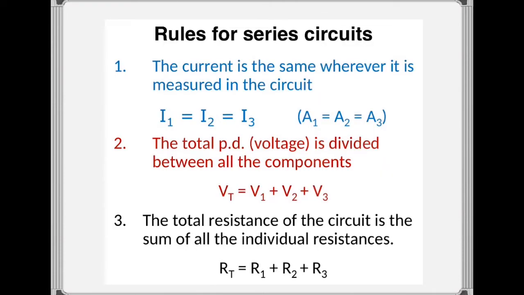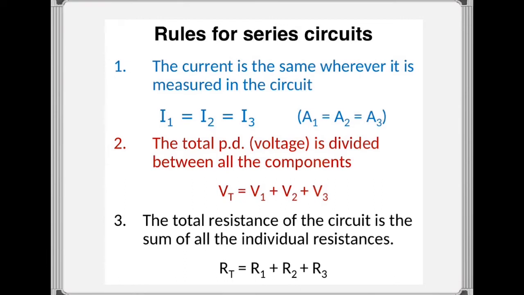So the rules for series circuits are in no particular order, but the current is the same wherever it's measured in the circuit. And if you watched the previous video that I did, I just put that A1 equals A2 equals A3 because that was starting out on a beginner's guide to solving those problems, and I was more concerned with looking at the readings on the ammeter. But if we're going to write these down as notes, which we are, then really we should write that I1 equals I2 equals I3.